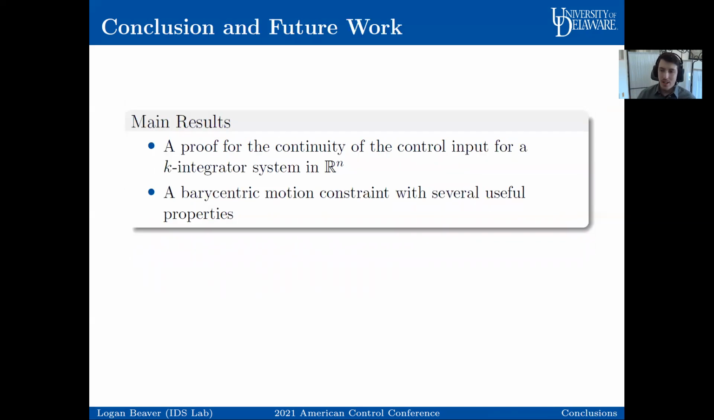So, unfortunately, due to time constraints, I'm not going to be able to go over the extension to collision avoidance, although you can see that in the paper if you're interested, or definitely feel free to connect with me offline and we can discuss it more.